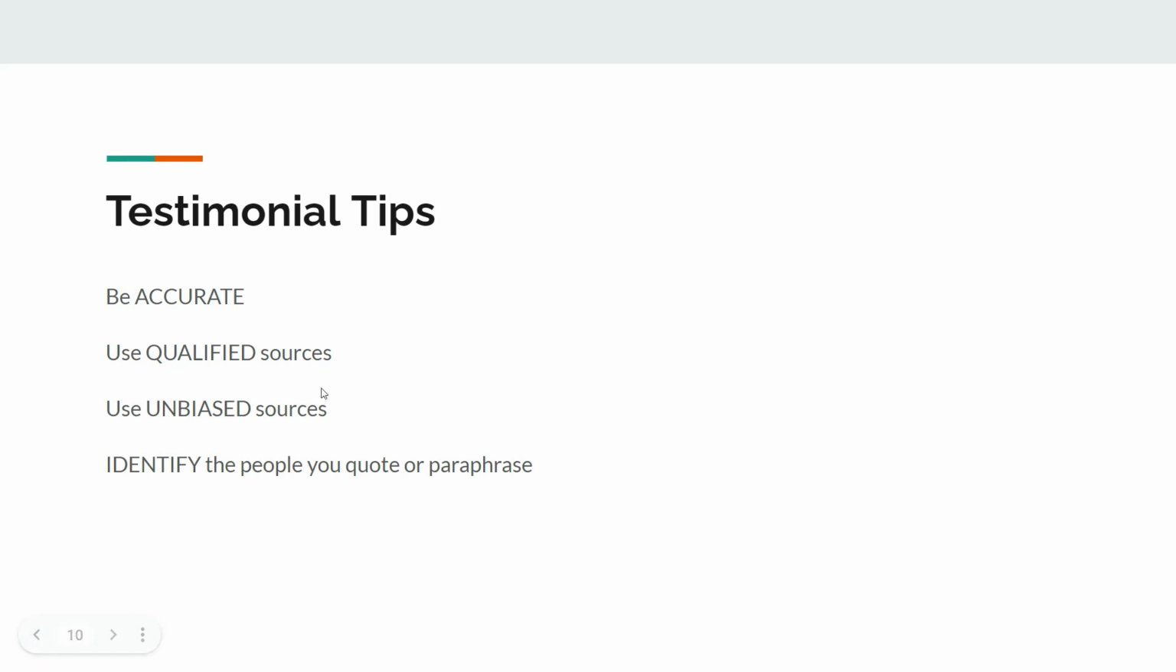Use sources that are actually qualified to talk about it. If you're using a peer, then make sure that they actually have firsthand knowledge. If they're an expert, what made them an expert in this particular topic? Use unbiased sources. This is kind of a silly thing to say because bias is literally impossible to avoid. I'll show you why in a few weeks when we start talking about our persuasive speeches. But you want to try to get at least a source that doesn't have an obvious, transparent agenda.